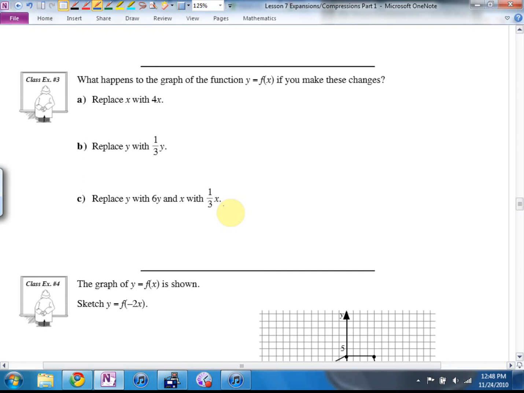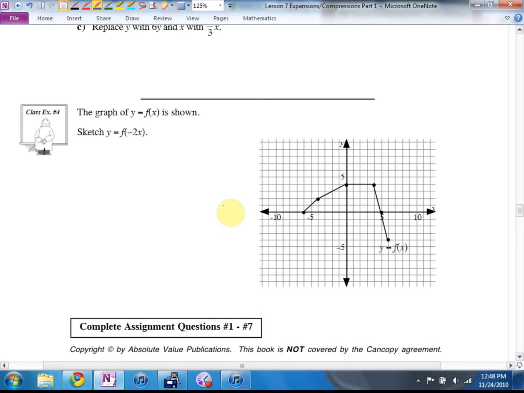Example 4. What's going on here? How do I know it's horizontal, by the way? Because it's right next to the x, you know what? Everything's what? So it's not an expansion. Compression by a half. Oh, and I see one more thing. Horizontal reflection.